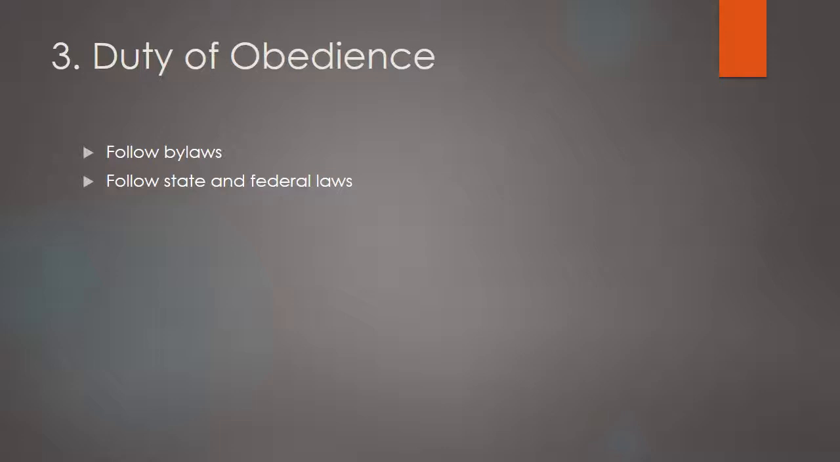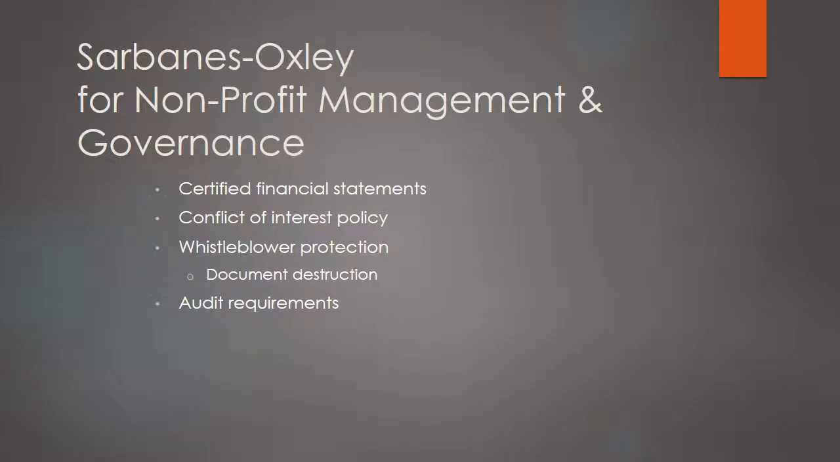The third is duty of obedience. So this is being knowledgeable of the bylaws and following the bylaws, and also following state and federal laws. There are more state and federal laws surrounding the responsibilities of a nonprofit board member after Sarbanes-Oxley. We'll take a look at that. Sarbanes-Oxley for nonprofits came down and said that we must have certified financial statements, must have signed conflict of interest policies from board members, whistleblower protection, document destruction protocols, and also you must have an audit. So there are more stipulations now for nonprofits that you need to be aware of.